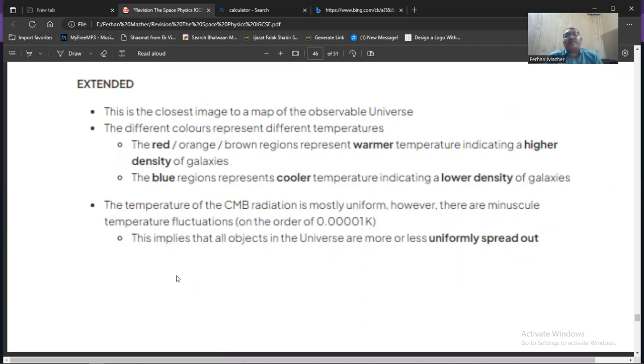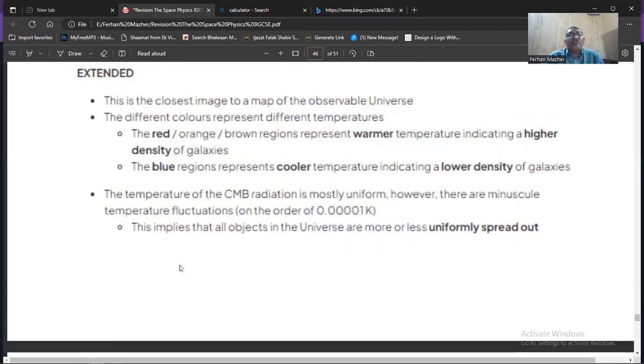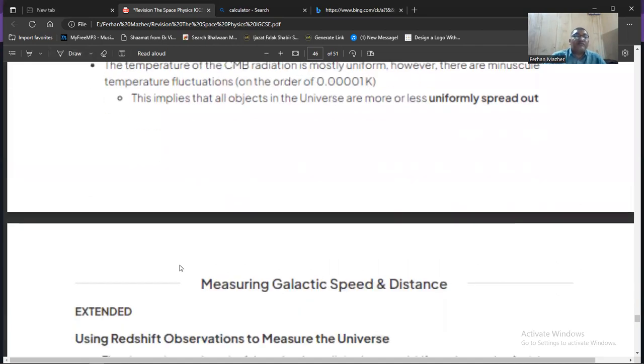The temperature of the CMB radiation is mostly uniform. However, there are minuscule temperature fluctuations on the order of 0.00001 Kelvin. This implies that all objects in the universe are more or less uniformly spread out.